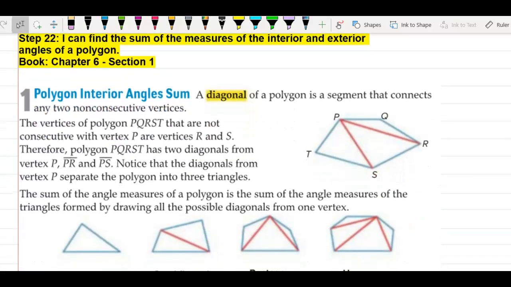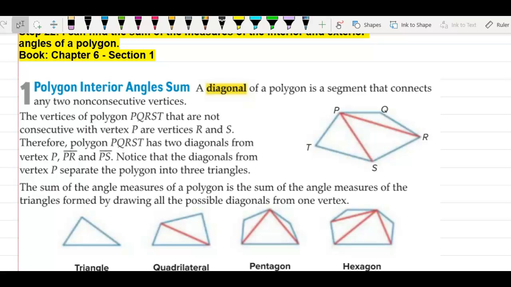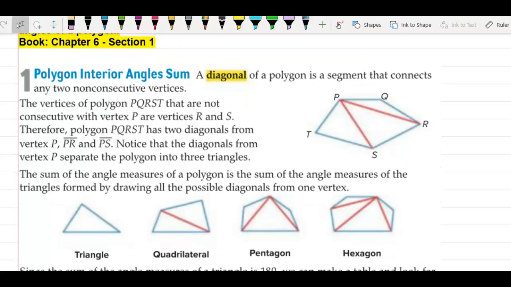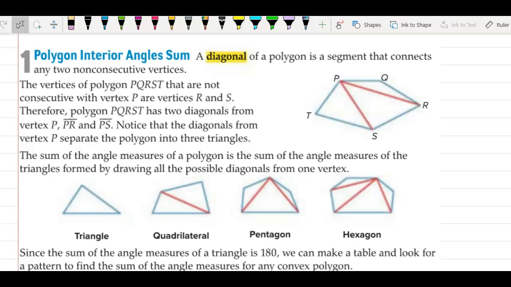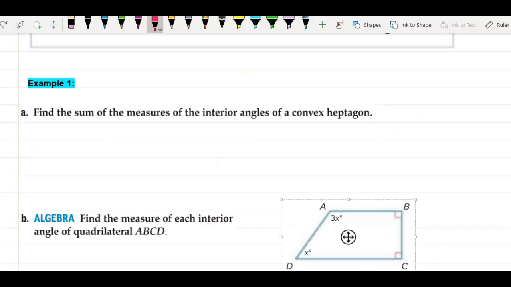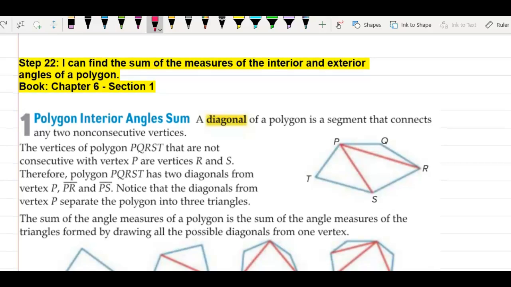So remember, a polygon is a shape that's closed, there are no sides that extend out, and the biggest thing is that it doesn't have a curved edge. The first thing we want to talk about is what a diagonal is. A diagonal just connects two non-consecutive vertices. That just means they're not right next to each other. This will come in handy in step 23 once we start talking about parallelograms and the relationship between the diagonals.